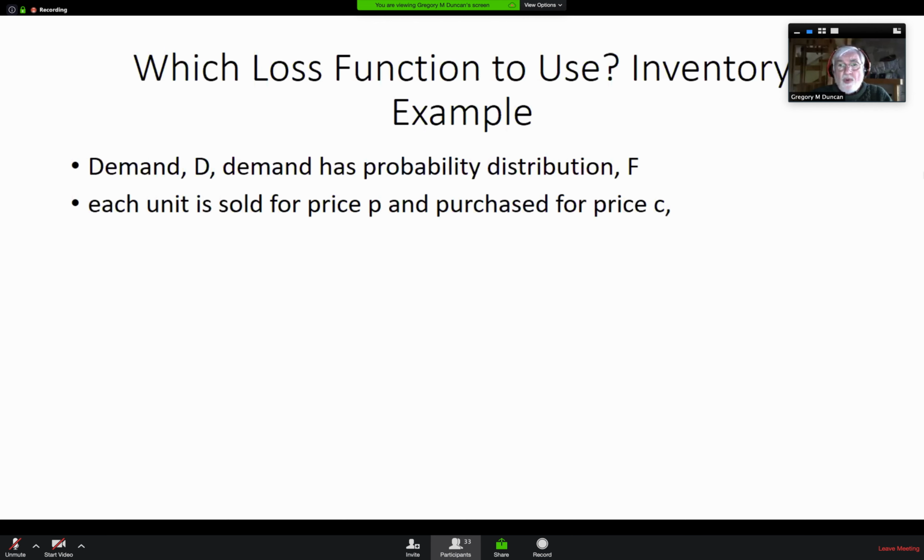Each unit is sold for a price P and purchased for a price C. So this is, except for the probability distribution function, starting to sound a lot like a basic microeconomics lecture. Let I be the number of units stocked, okay? So I'm not assuming that the number of units stocked equals demand. That would mean you had a perfect model for knowing what the demand is. And so you're going to stock some units.